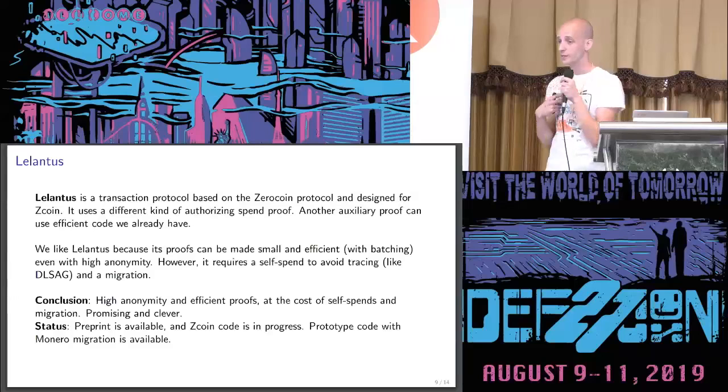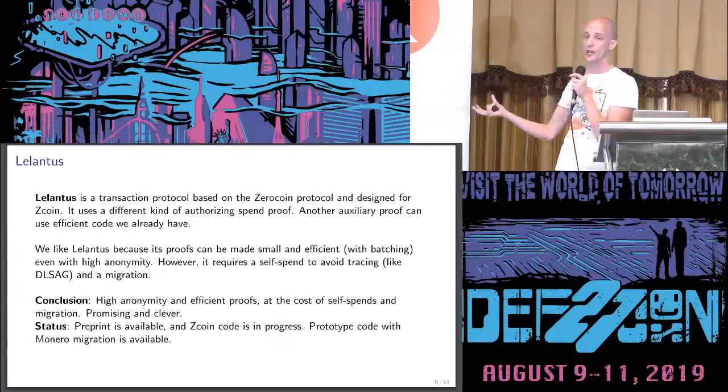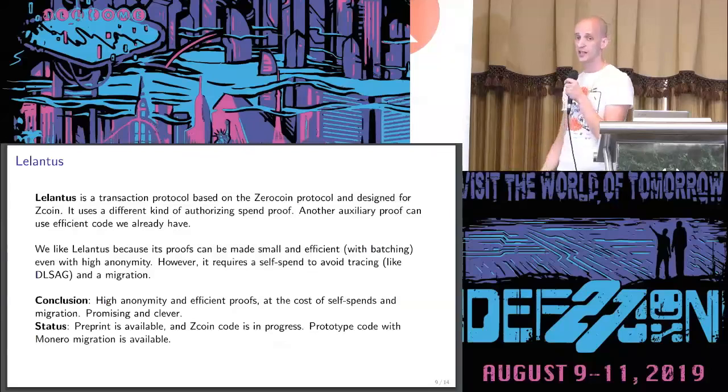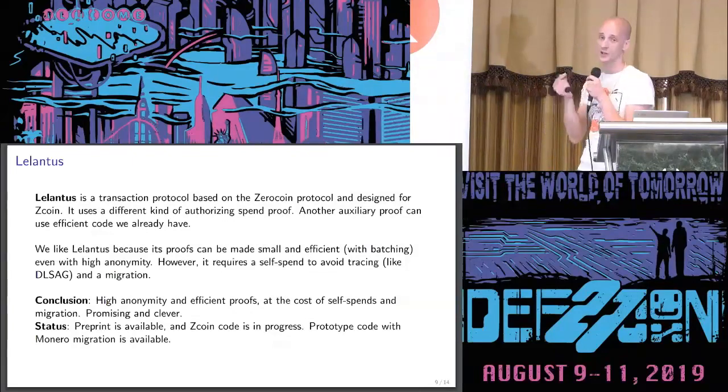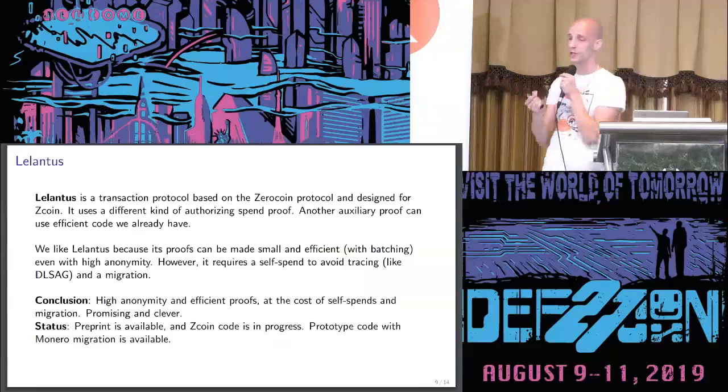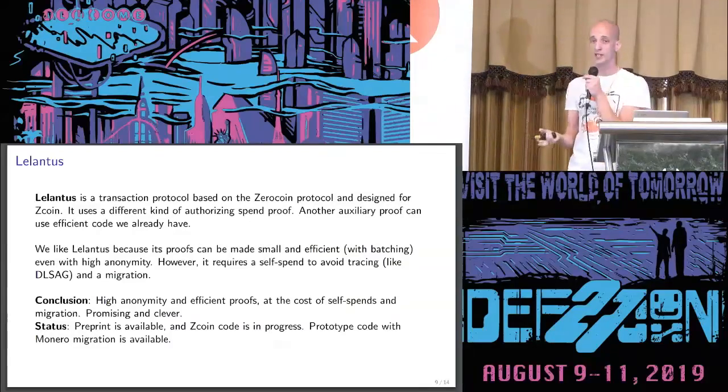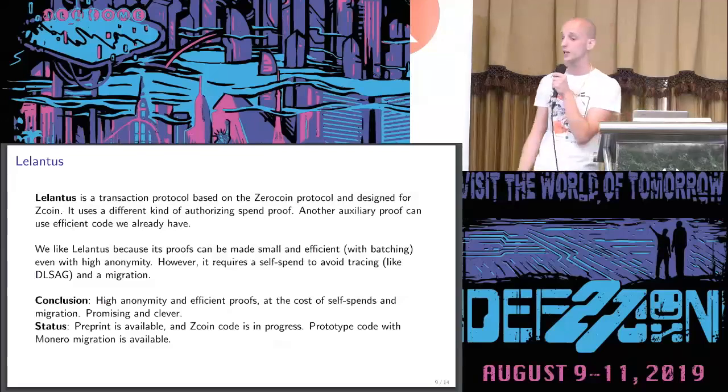I personally like Atlantis because the spend proofs become very, very small and efficient, even at an extremely large anonymity set size. We're talking on the order of 100 or 1,000 notes instead of around the order of 10 notes. But the downside is, similar to DLSEG, it requires a self-spend operation to avoid someone being able to detect when a spend has occurred. There's a limited amount of information that's leaked there, but it's still leaked. So effectively, you'd get pretty high anonymity sets, you get very efficient proofs, but at the cost of this whole self-spend operation. But it's very promising, and I think it's actually a really clever approach.